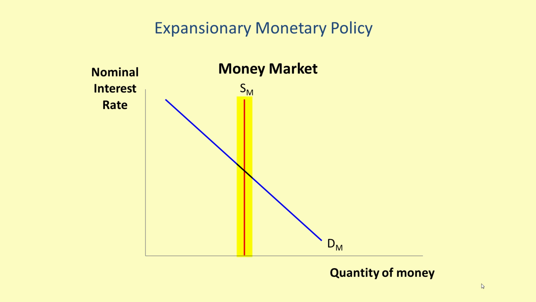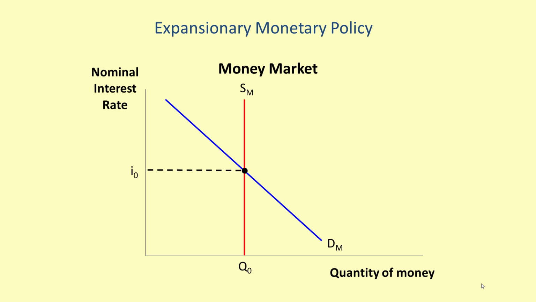We represent the supply of money curve, SM, as a vertical line since the quantity of money circulating in the economy will ultimately be determined by the policies of the central bank. Equilibrium in the money market occurs at the intersection of the money demand and money supply curves.